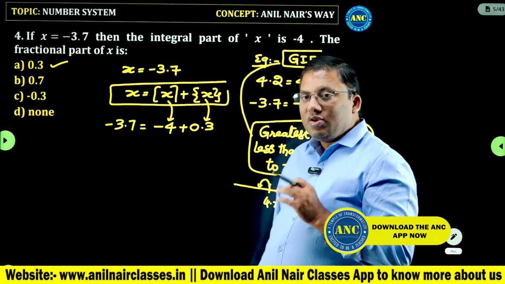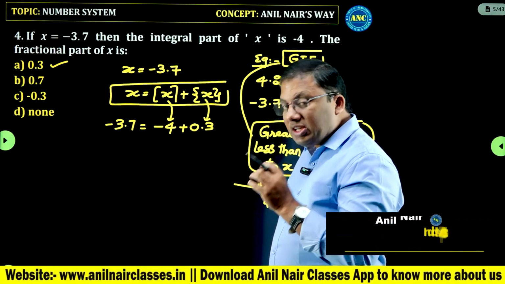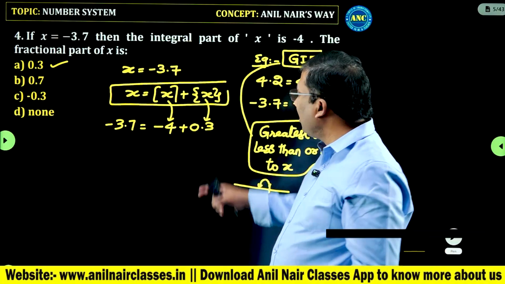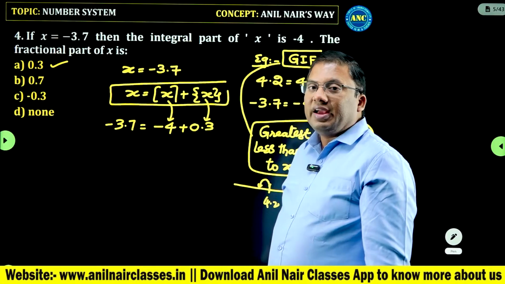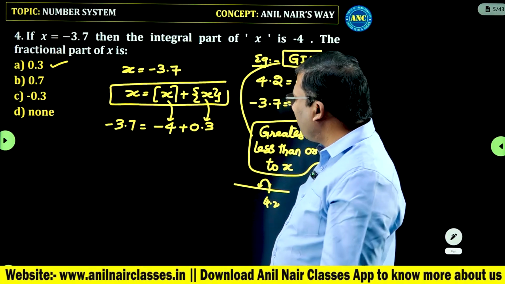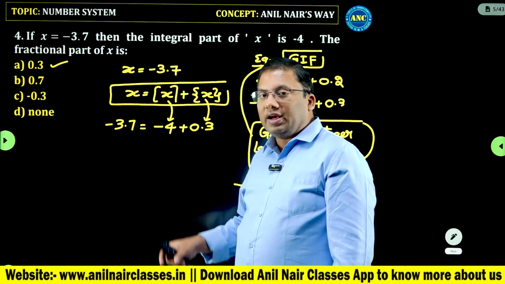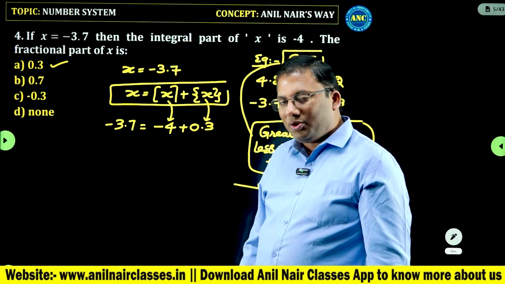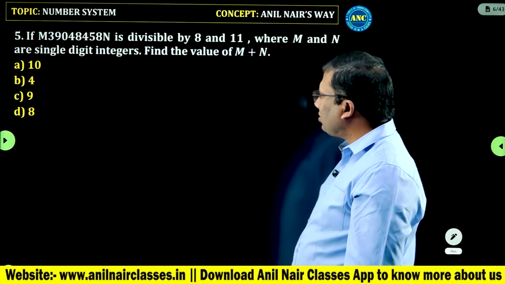That is the reason we wrote it as minus 4 plus 0.3 instead of minus 3 plus 0.7. It is clearly mentioned that the integral part of x is minus 4. So you need to write minus 3.7 as minus 4 plus 0.3. I hope the concept is very much clear.